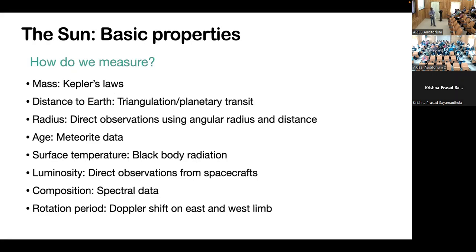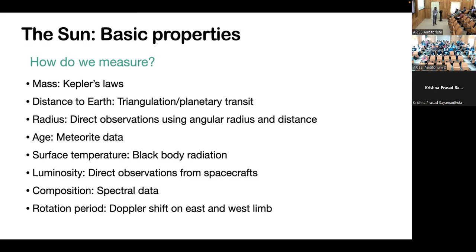These are the parameters which you got some perspective of, but how do we measure them? For example, the mass, we can measure using Kepler's laws. How many of you have heard of Kepler's laws? Most of you have heard, right? Kepler's third law states that T squared, the square of the orbital period, is proportional to the cube of the radius. The proportionality constant involves the mass of the sun. So if you know the distance to the sun and the orbital period, then you can measure the mass.